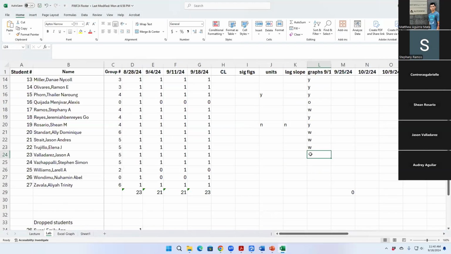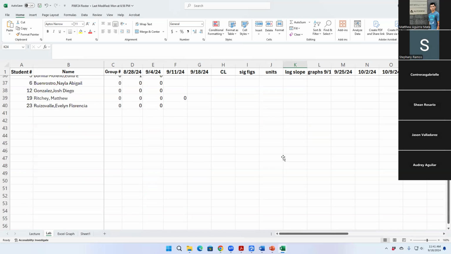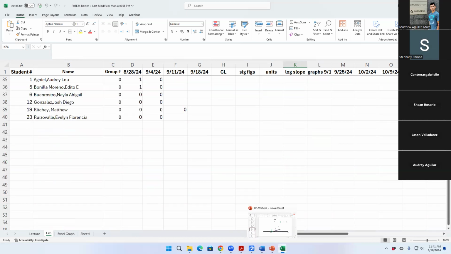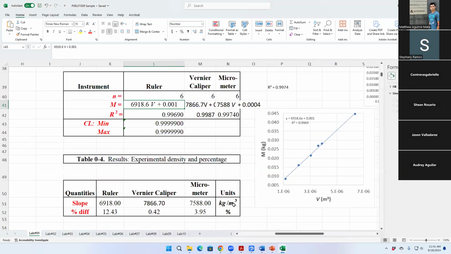Next, let's see. Jason Valadares. Did you? Yeah, I got the graphs done. All the three, right? Okay. Did you log the slope as well, Jason? I just finished logging the slopes, and now I'm doing the instrument. Okay. What's the percentage difference you're getting there for the slopes, for the three slopes? See, that's the question I have. When I click on it, I just see 0.E+00. I don't really see a percentage there. Okay, I'm not sure what's going on.